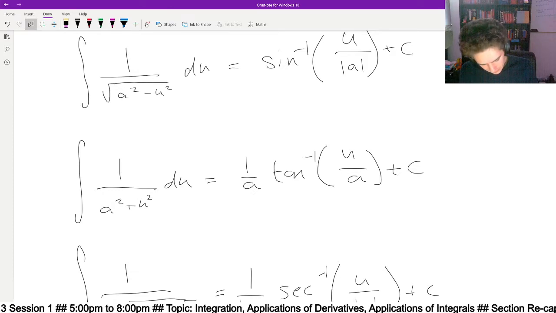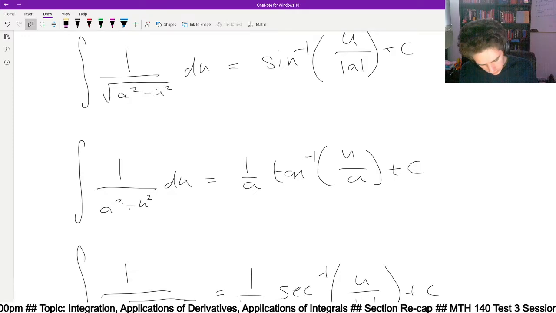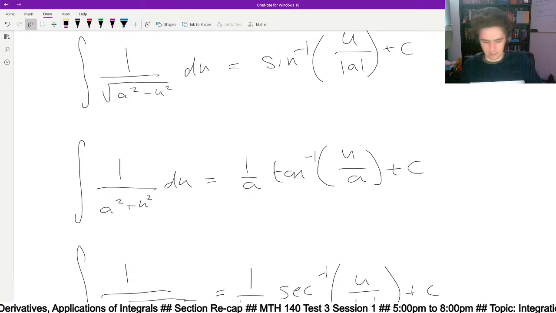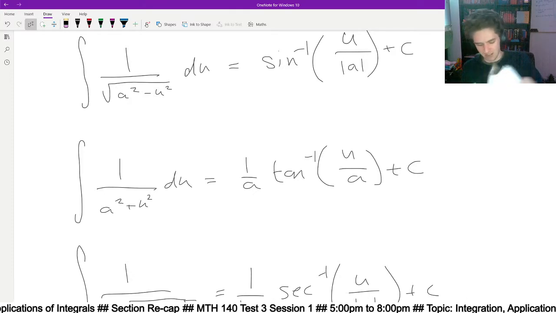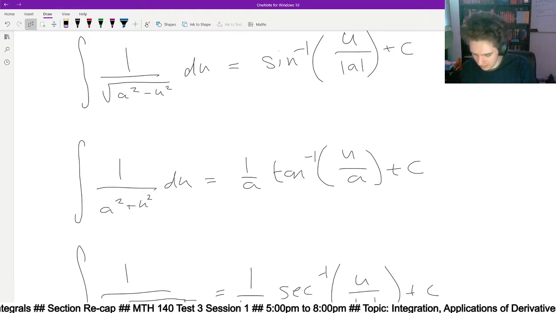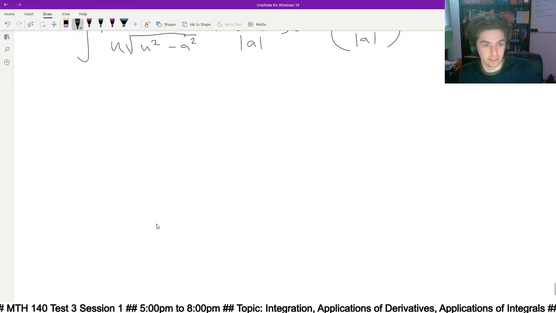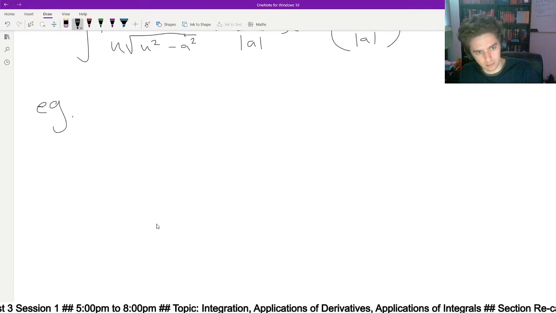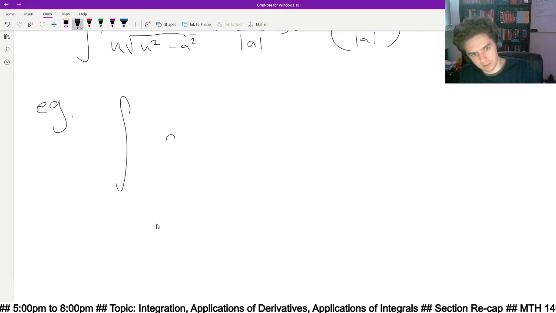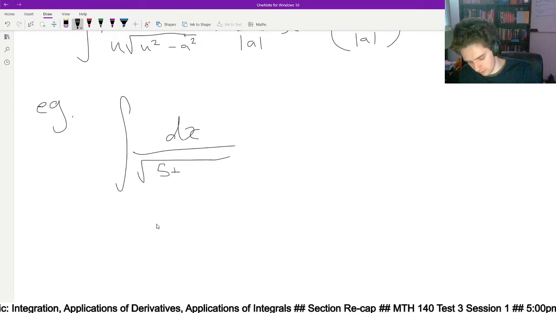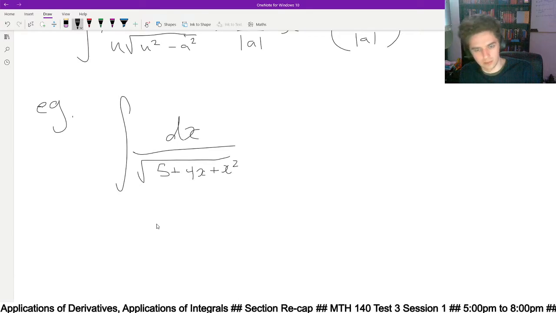Did I write the answer? Yeah, here. Okay, this one was just a weird question because you have to do a special trick in it. It's not actually that hard. You just kind of have to remember some quadratic stuff. I don't know if the other teachers did this as well, but the example that Horowitz did was this example: the integral of dx over square root of 5 plus 4x plus x squared.